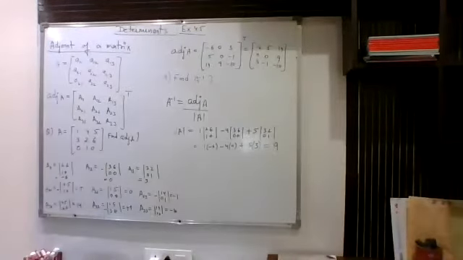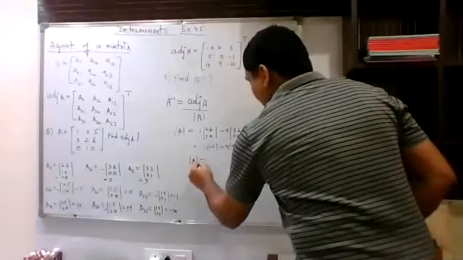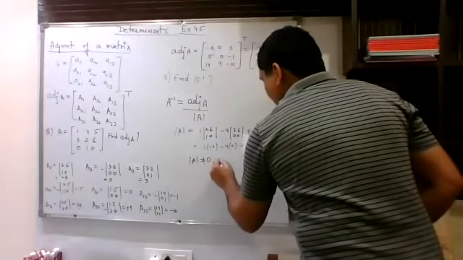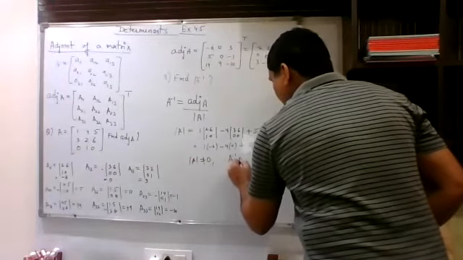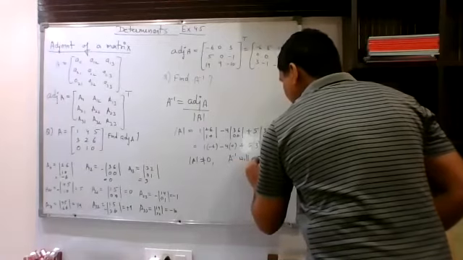So det of A is coming out to be 9. So det of A is not equal to 0. That means A inverse will exist. So here you will write this. Det of A is not equal to 0. Therefore, A inverse will exist.